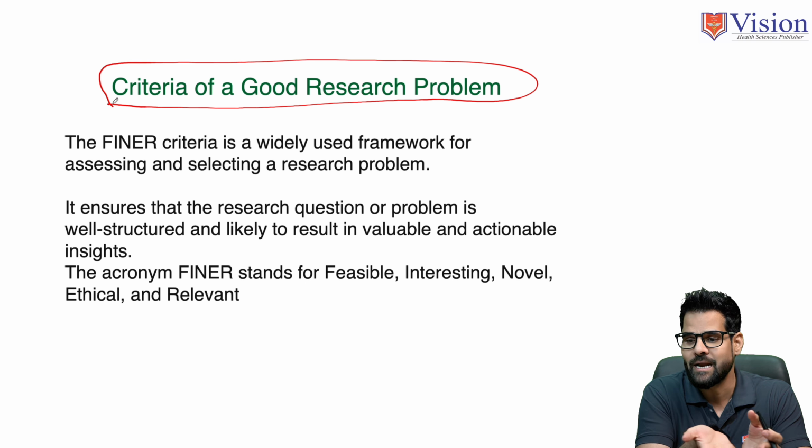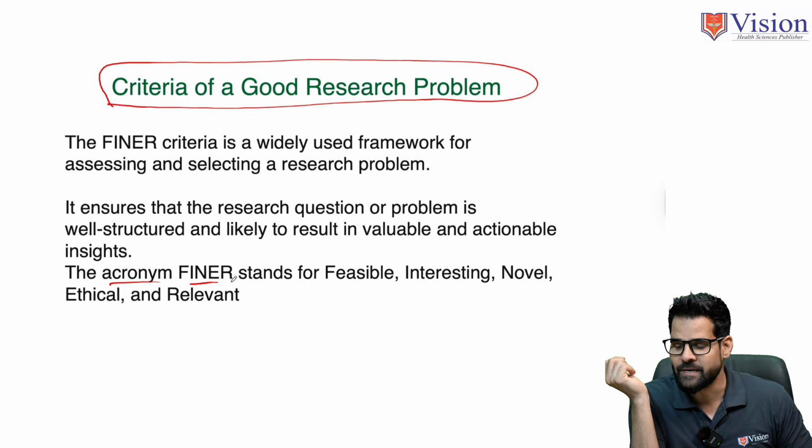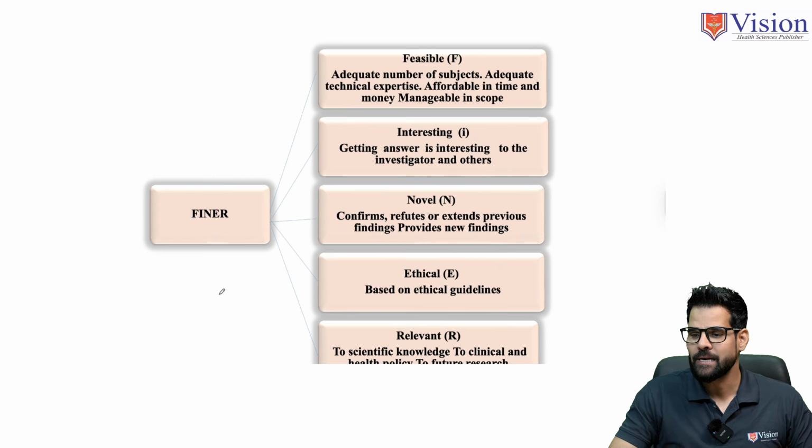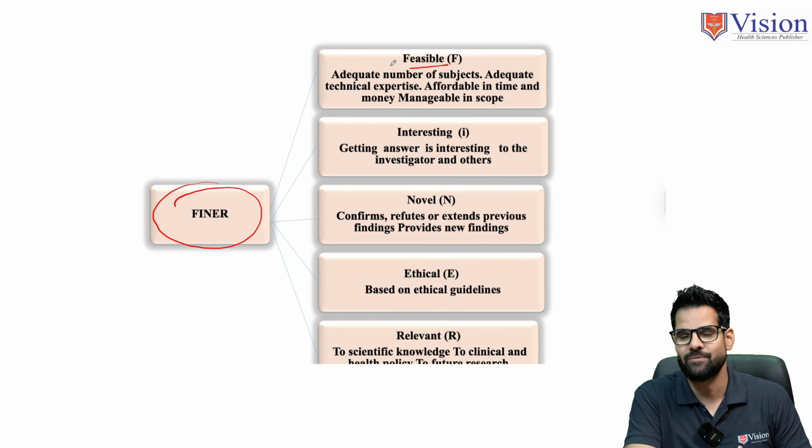So that all is the criteria for a good research, right? There is an acronym FINER, which stands for feasibility, interesting, novel, ethical and relevant. Let's briefly understand these criteria. First is feasible. I told you this: adequate number of subjects, adequate technical expertise, affordability in time, money, and scope.